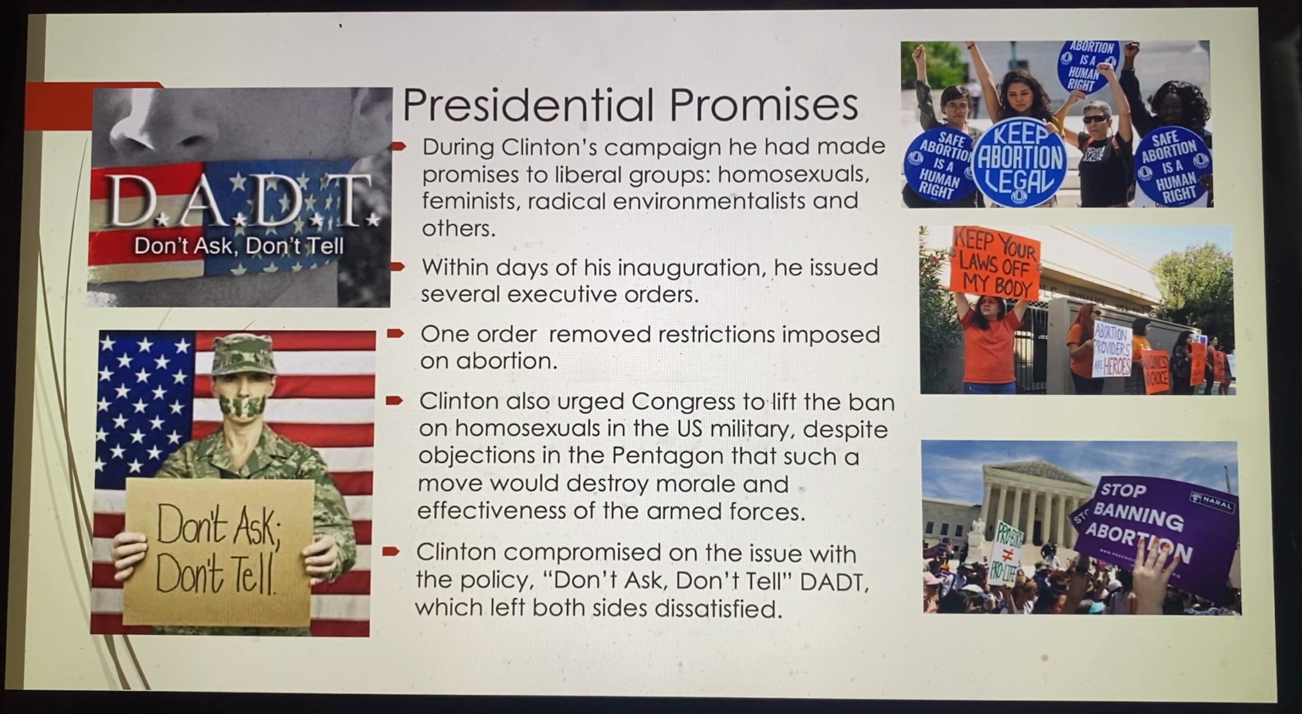And Clinton compromised on the issue with the policy Don't Ask, Don't Tell, call it DADT, which left both sides very dissatisfied. So in the midst of all this, we have abortion as a foundation that the Clintons took, and of course rights for liberal groups such as homosexuals, feminists, radical environmentalists. They all were underneath the party as coming forth at this time. So here we have the presidential promises of Clinton's.